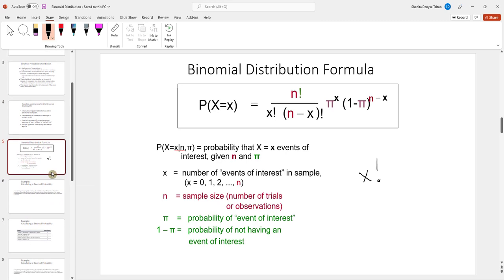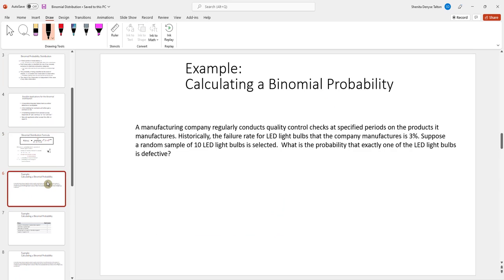So let's go through a problem. A manufacturing company regularly conducts quality control checks at specified periods on the products it manufactures. Historically, the failure rate for LED light bulbs that the company manufactures is 3%. Suppose a random sample of 10 LED light bulbs is selected. What is the probability that exactly one of the LED light bulbs is defective?